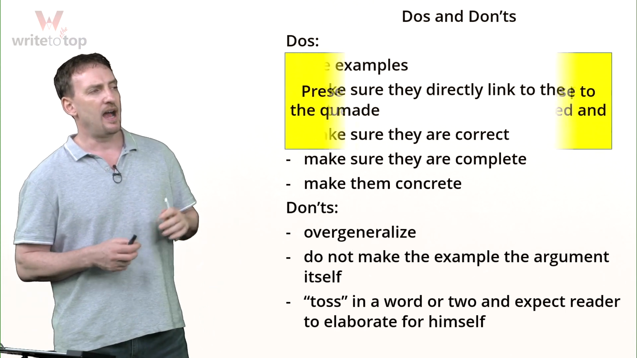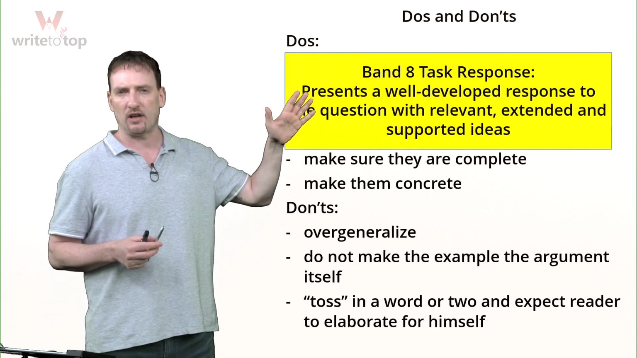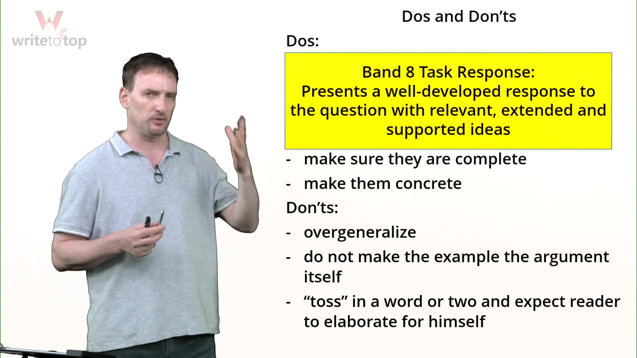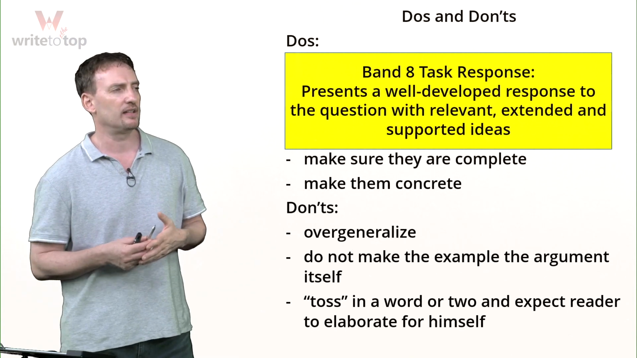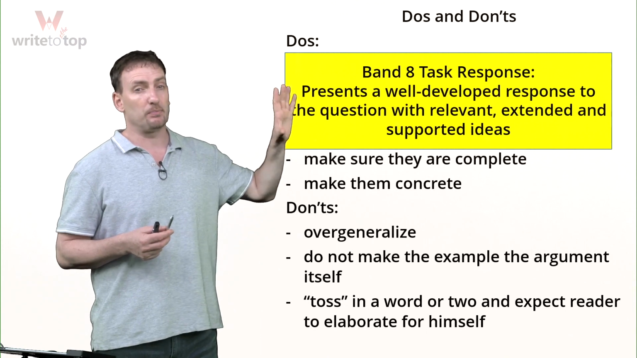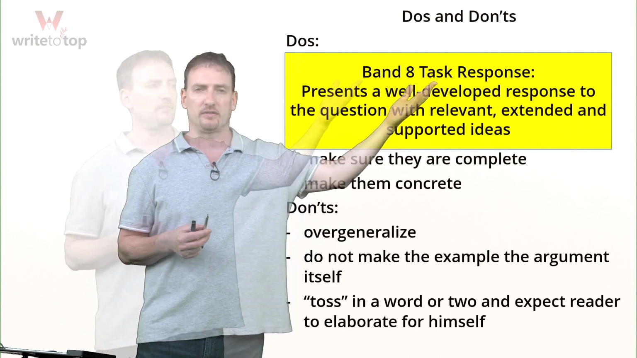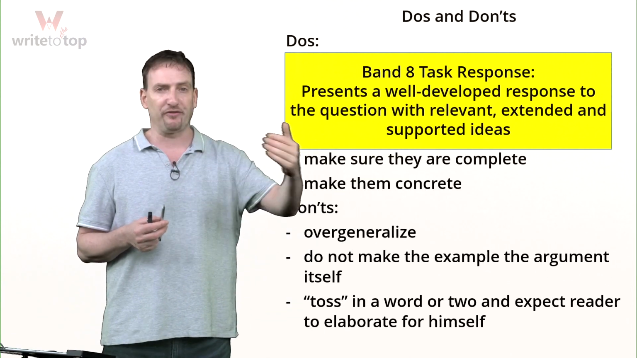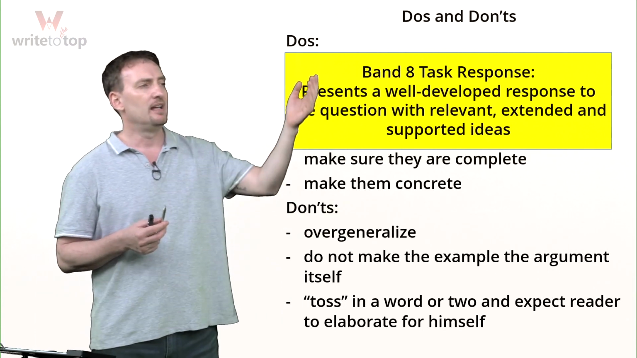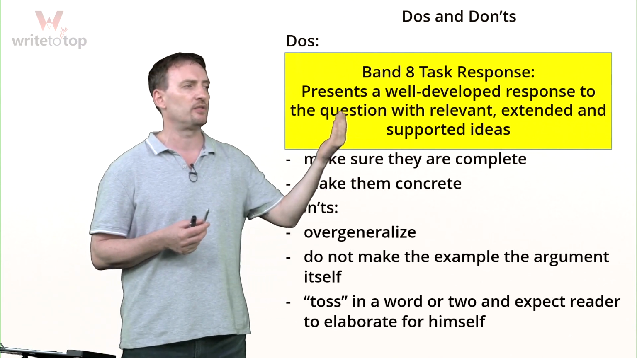Now, before I go on, I want to quickly look at the band descriptor. So if you go to IELTS.org, this is for IELTS. TOEFL also applies as well. They do care about examples. You can check their descriptors as well. But for the IELTS, as an example, this is the official band descriptor you can see on their website. To get a band 8 in task response, remember you're getting scored on 4 criteria: task response, cohesion and coherence, vocab and grammar. Task response, to get a band 8, you need to present a well-developed response to the question.